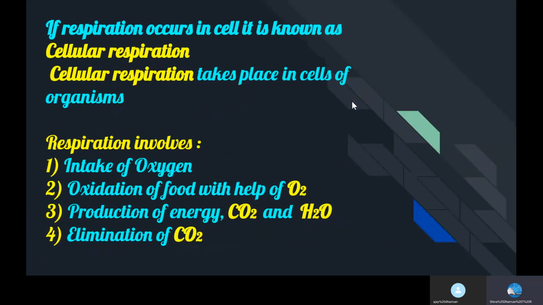Cellular respiration takes place in the cells of almost all living organisms. And respiration involves several steps like intake of oxygen through respiratory organs, oxidation of food with the help of oxygen, and production of energy, CO2, and H2O. And we even eliminate some gases along with CO2.